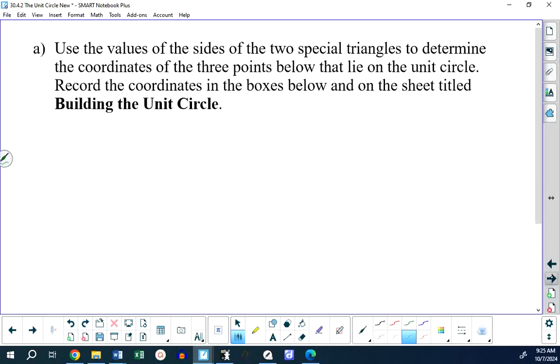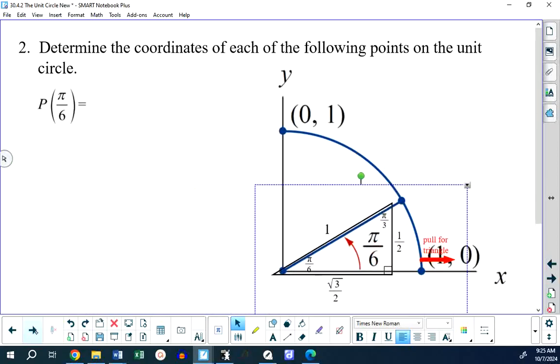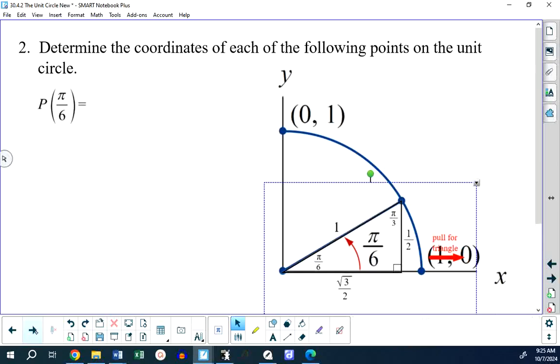All right. Use the values of the sides of these special triangles to determine the coordinates of these 3 points. So, what are the coordinates of the point of intersection of the terminal arm and the unit circle when theta is pi over 6? In other words, what's P of pi over 6? Well, if you imagine building that triangle and laying it over top of here, the height of that is 1/2, and the base is root 3 over 2, which tells you the y coordinate is 1/2, and the x coordinate is root 3 over 2.